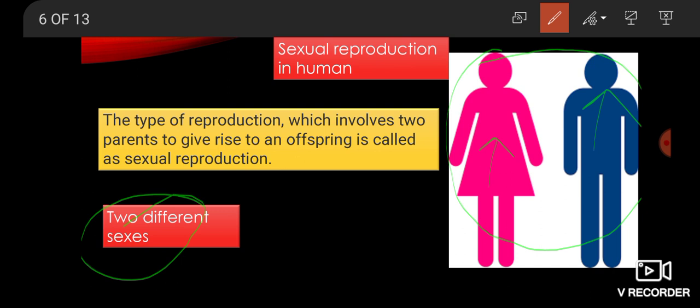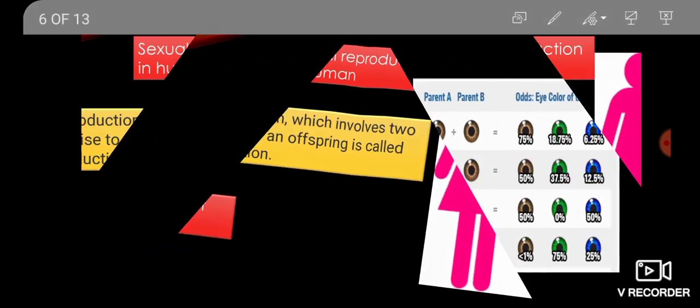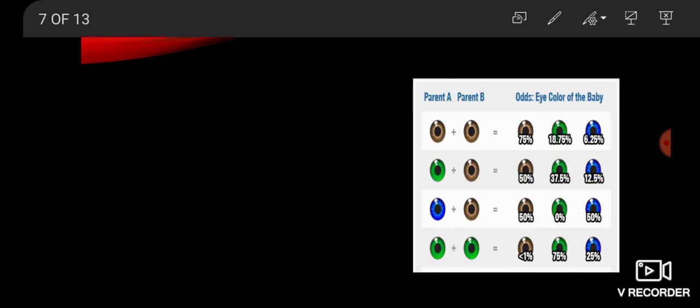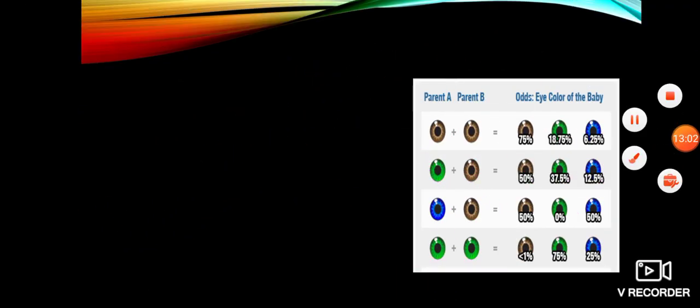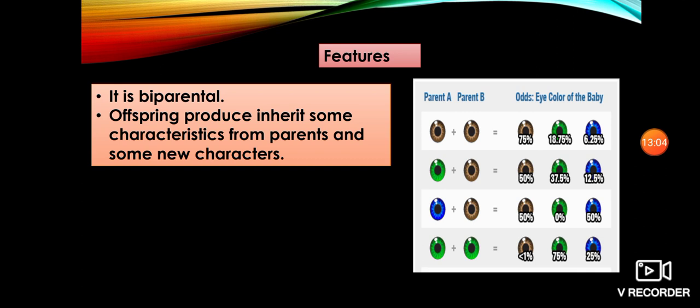So here, sexual reproduction involves two different types of parents, or two different sexes, which give rise to an offspring, also called young ones, and this type of reproduction is called sexual reproduction. Okay, now we will talk about some of the features, some of the characteristics of sexual reproduction, dear students.